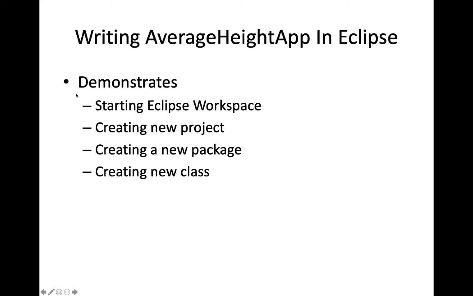OK. So we demonstrated starting the Eclipse workspace and creating a new project, creating a new package, creating a new class. We put some methods in that class, and then we executed it, right? So with just that, you should be able to write fairly simple, straightforward programs where everything is all in one class, and you've just separated it into methods as you need, with the starting point being your main method.